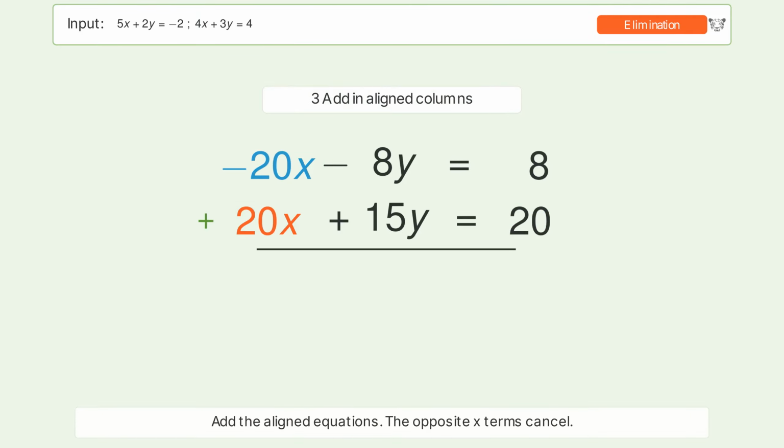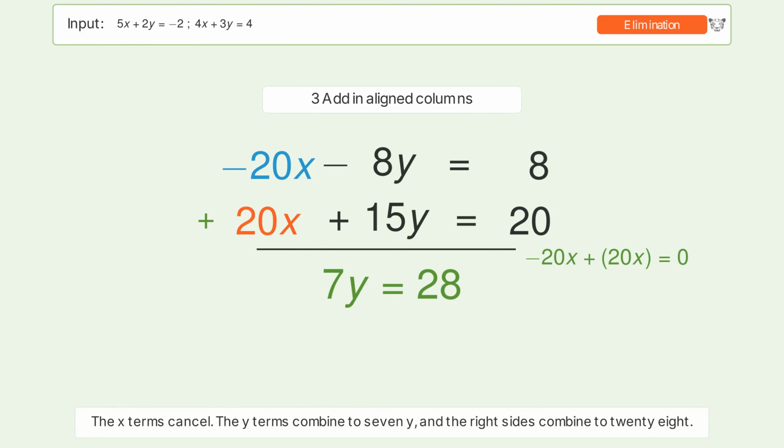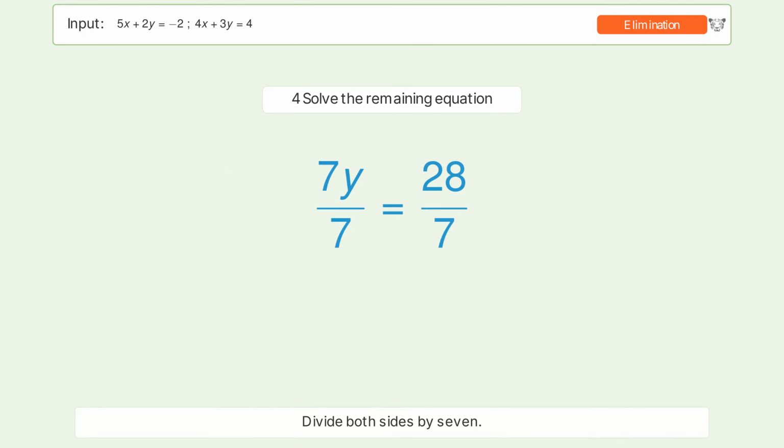Add the aligned equations. The opposite x terms cancel. The x terms cancel. The y terms combine to 7y, and the right sides combine to 28. Divide both sides by 7. That leaves y equals 4.